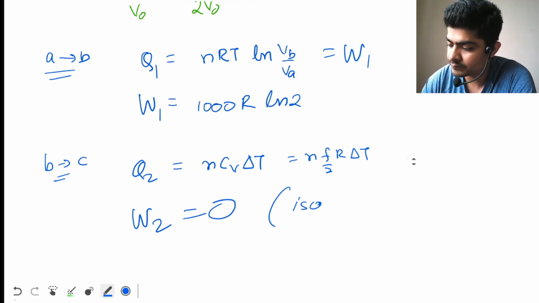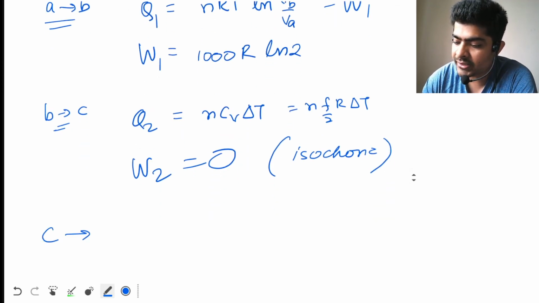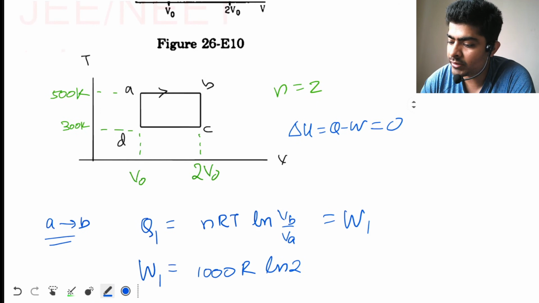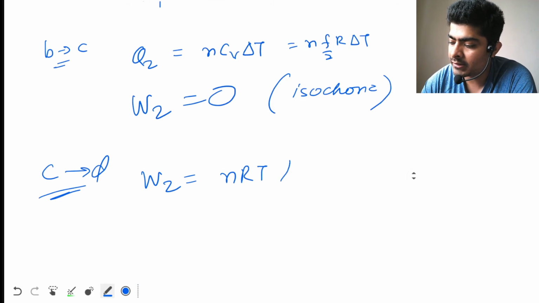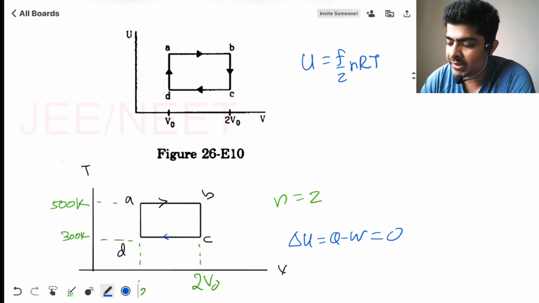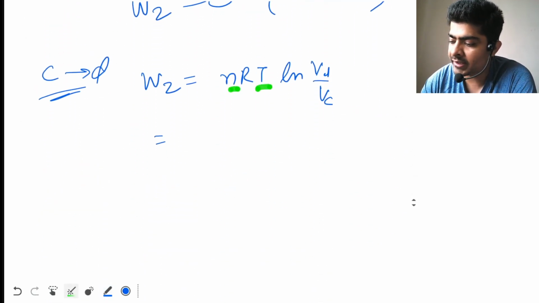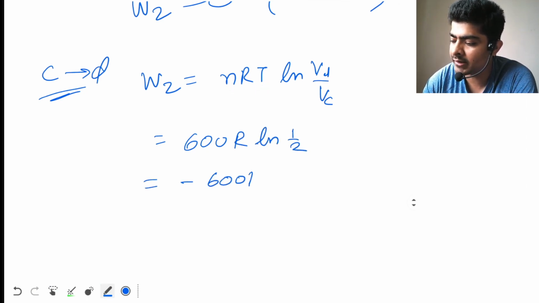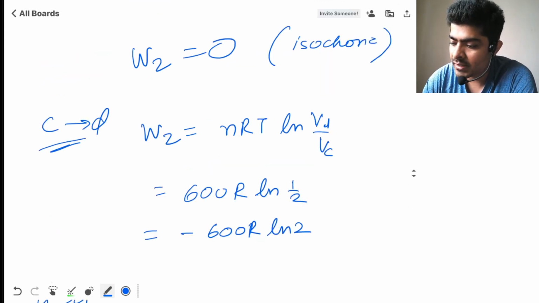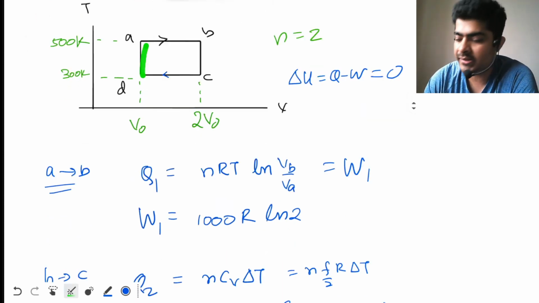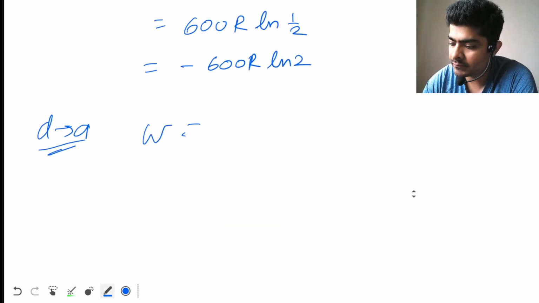Sorry. Isochoric process. W2 is 0. From C to D. C to D is isothermal process, right? Again, so W3 will be nRT ln VD by VC. So temperature is 300. So 300 into 2, 600 R ln 1 by 2. This is minus 600 R log 2. Okay. Again from D to A. So D to A is what? Isochoric process. So work done will be 0.